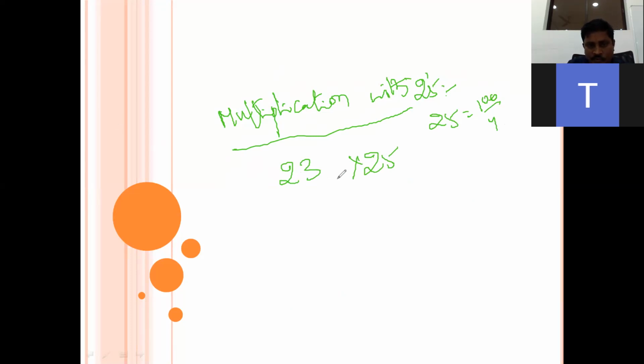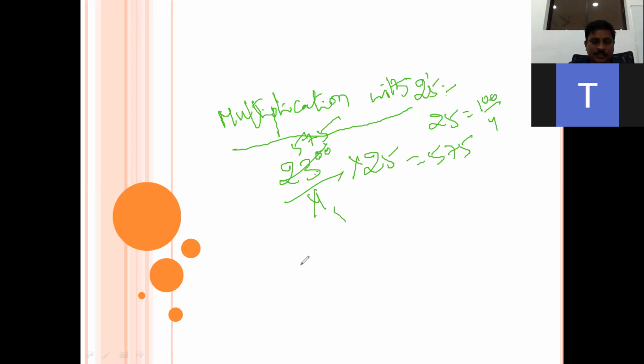So 100 by 4. 100 means write 2 zeros, divided by 4. 4 1 ja, 4 5 ja 20, carry 3, 30, 4 7 ja 28, carry 2, 20, 4 5 ja 575.